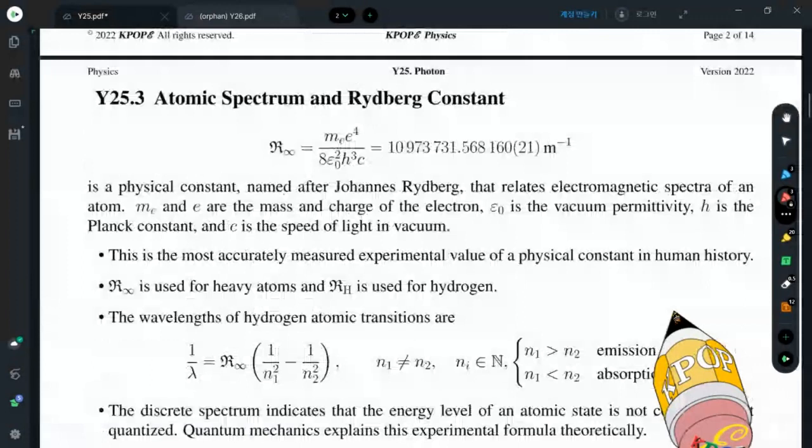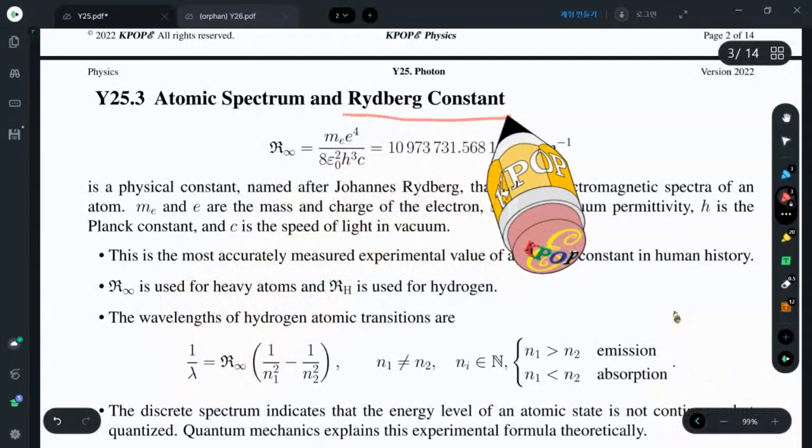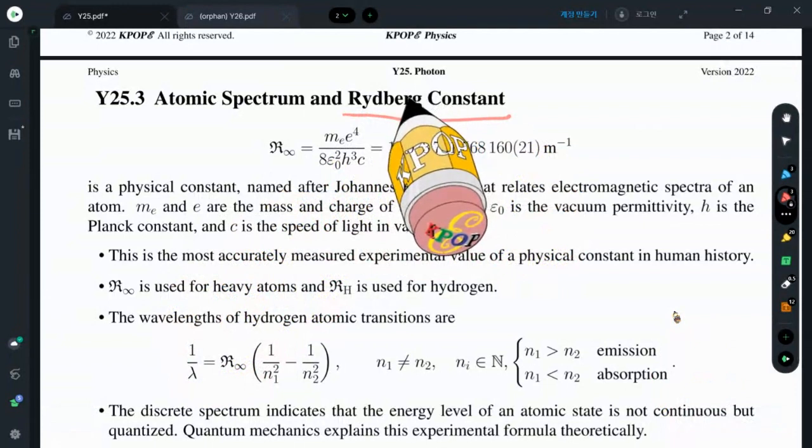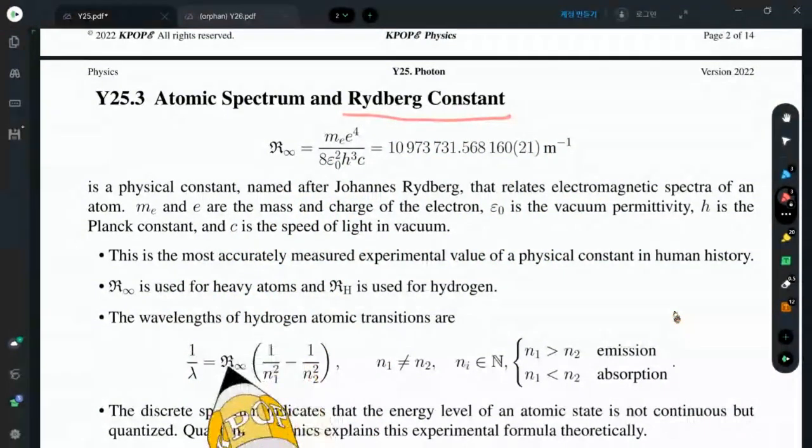If you look at the experimental result at the time when the photoelectric effect was detected, people knew about the Rydberg constant. That is related to the energy of a photon and actually the wavelength. At that time, there was no information about the energy.